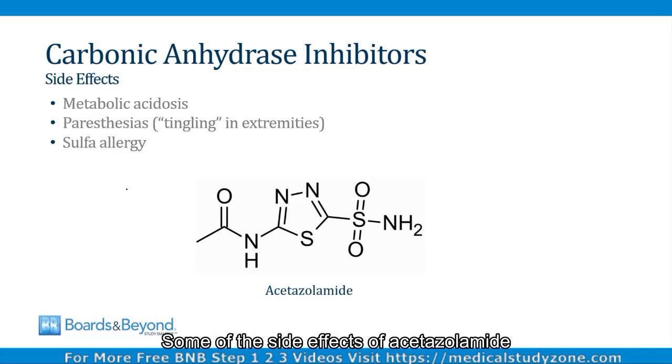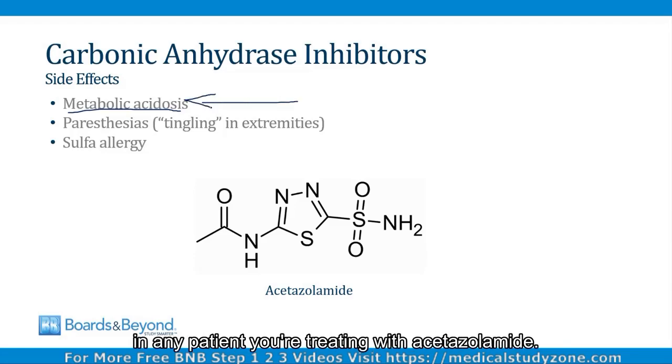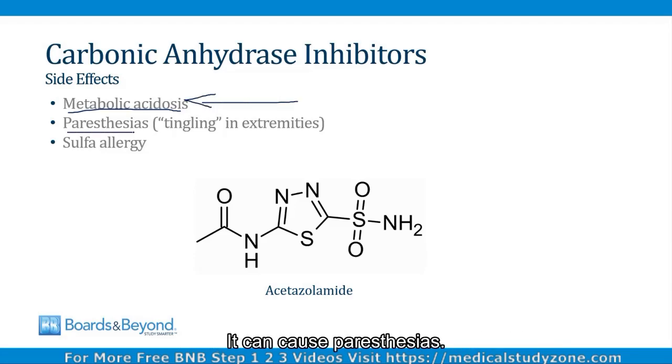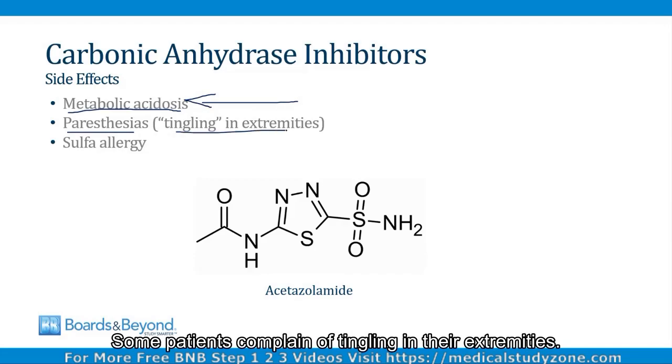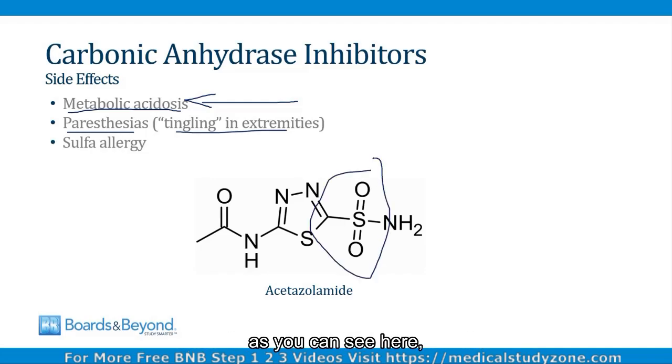Some of the side effects of acetazolamide are shown in this slide. First of all, it causes a metabolic acidosis. This isn't really a side effect. This is what the drug is supposed to do, but you need to be aware of this in any patient you're treating with acetazolamide. It can cause paresthesias. Some patients complain of tingling in their extremities. And then finally, acetazolamide is a sulfa drug, as you can see here, so it can potentially cause an allergic reaction in a patient with a sulfa allergy.